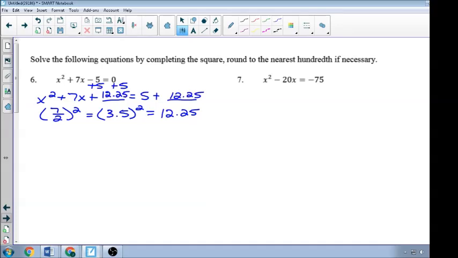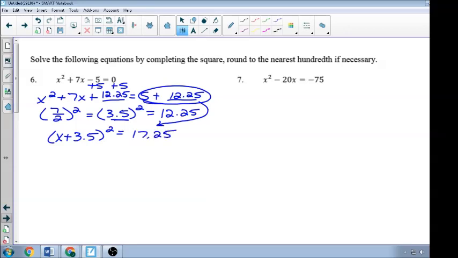Okay. At this point, I need to factor, so I need to use my 3.5 here. It'll be x plus 3.5 squared equals the 5 plus 12.25 is what comes down here. So that is 17.25. I can go ahead and square root at this point.